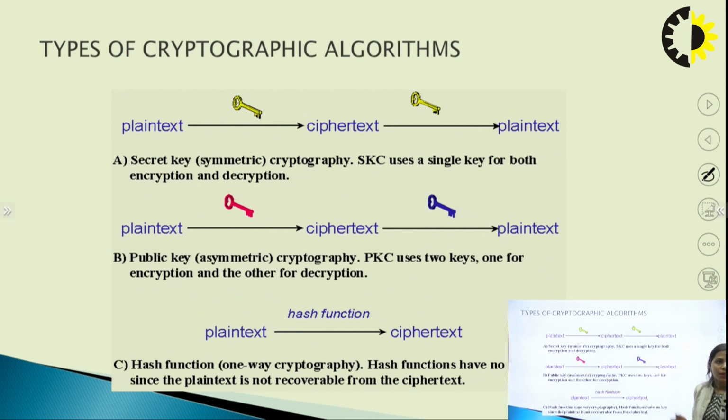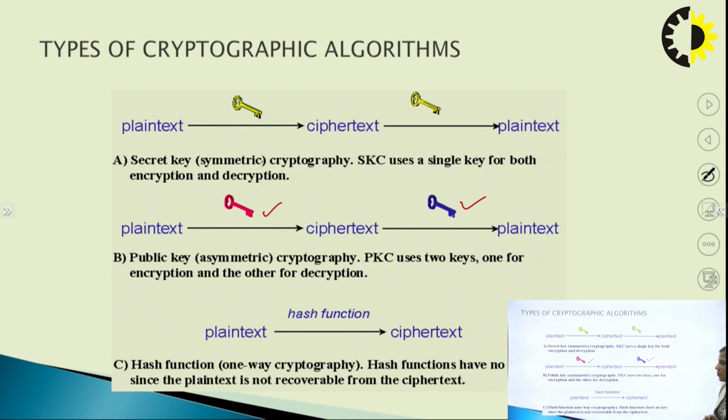At last, let's summarize what the different types are and what we discussed. These were the three types: secret key, asymmetric, and the hash function. In symmetric key cryptography, we use only a single key; both keys are the same. In asymmetric cryptography, two different keys are used; this is different and this is different. So this is asymmetric. Asymmetric we call public key, and symmetric we call secret key or private key.